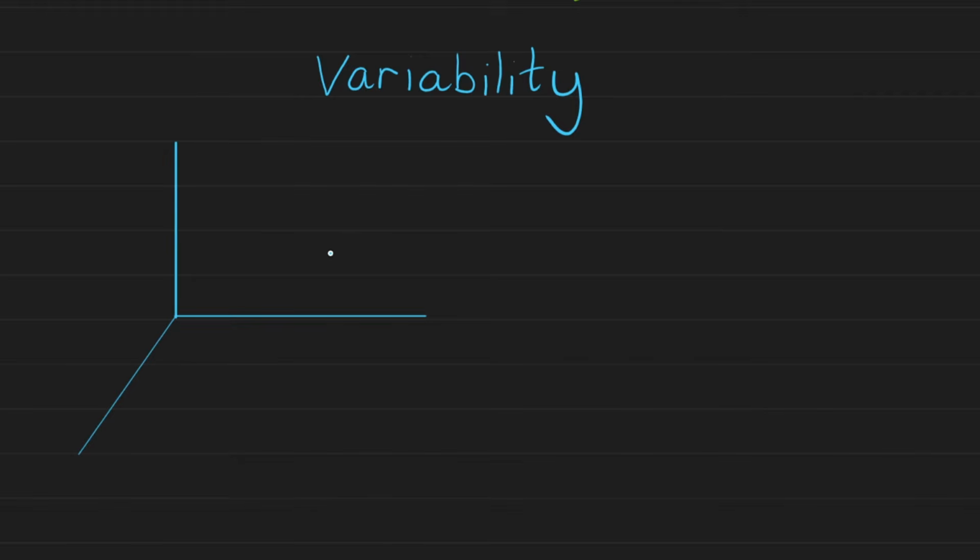Before going any further, I want to give an overview of what variability is and why it's so important in principal component analysis, because we have to understand the role that variability plays in allowing us to reduce the number of dimensions or reduce the number of variables.